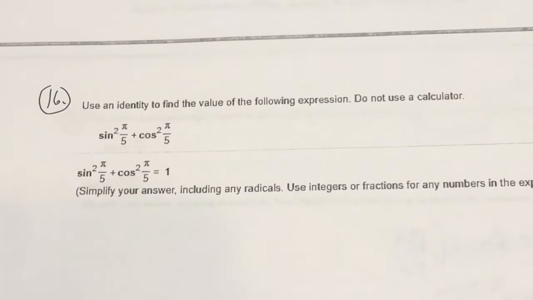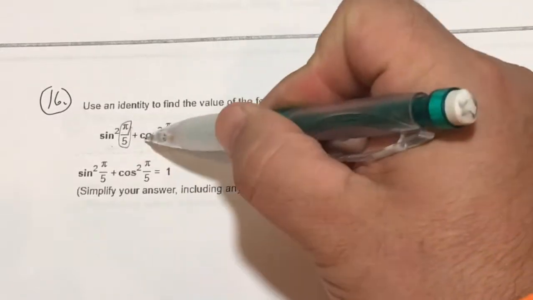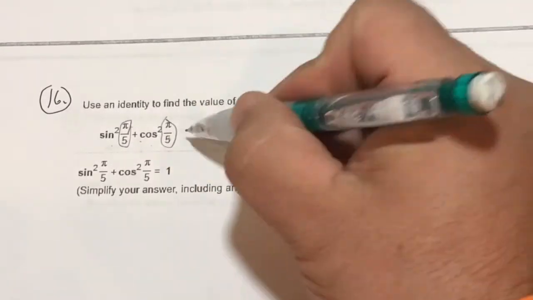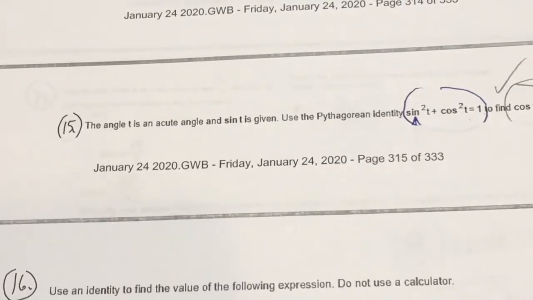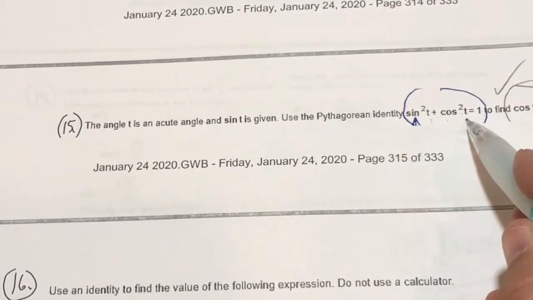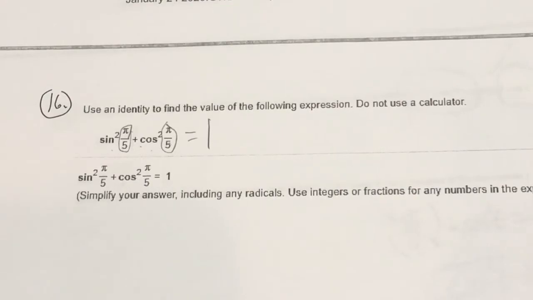This one says, do not use a calculator, but notice, it says sine squared of an item plus cosine squared of an item. That's just going to equal 1. That's the previous identity that we used on the last problem. If you'll notice, they said sine squared of anything plus cosine squared of the same thing will equal 1. So that was a nice gimme, basically.